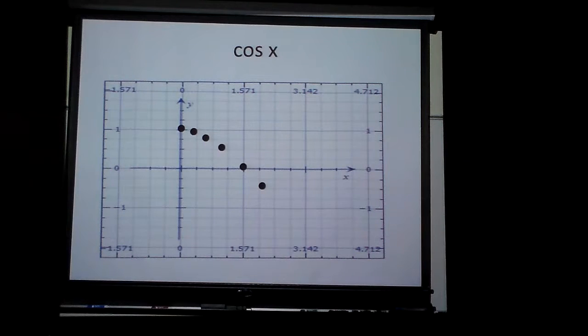So let's keep going. If we go to 2 pi over 3, there's where we would be, about negative 1/2. And then it's negative square root of 2 over 2, which is about negative 0.7 at the 3 pi over 4 mark. At 5 pi over 6, it turns out to be somewhere about negative 0.86, the square root of 3 over 2. And then it becomes negative 1 at pi.